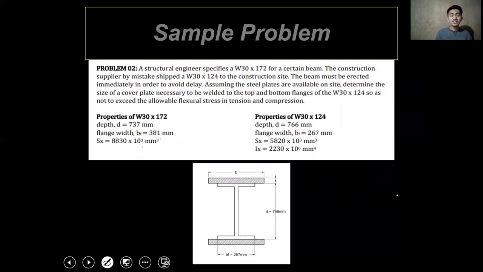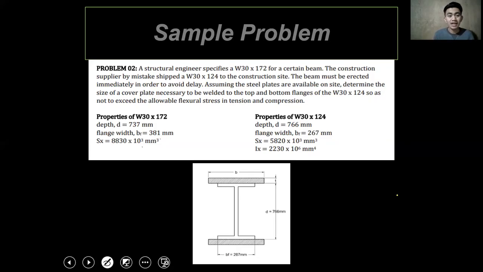So walang choice si structural engineer but to utilize now the shipped material or yung nabigay na material since they cannot wait again for the construction supplier to provide that same or the original material. So to avoid delay now for the construction, the structural engineer decided to use W30 by 124. However, assuming that steel plates are available on sites, of course, kailangan niyang magdagdag ng steel plates to supplement now what is insufficient from that material.